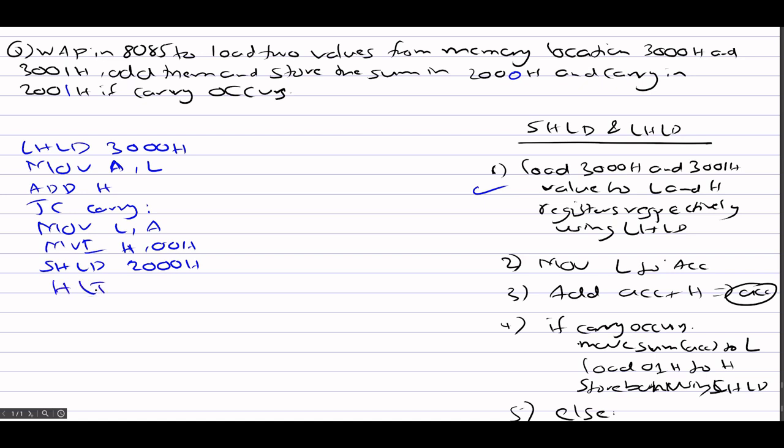And then terminate the program. But if carry occurs, then the program will jump here. What I'm going to do is do the same thing, move A to L, load 01H to register H in the form of carry, and then I'm going to do SHLD 2000H and then terminate the program. So this is how we can solve the same program using LHLD and SHLD too. Whichever approach you do, either you use LDA or STA or SHLD or LHLD, is the correct approach. You can do it using any approach you find convenient.